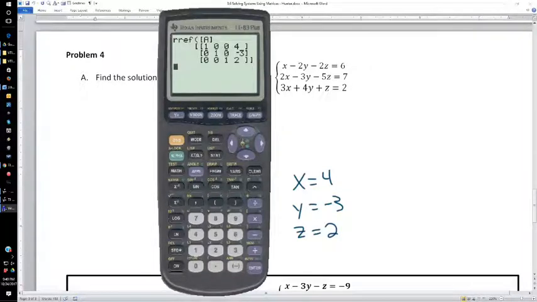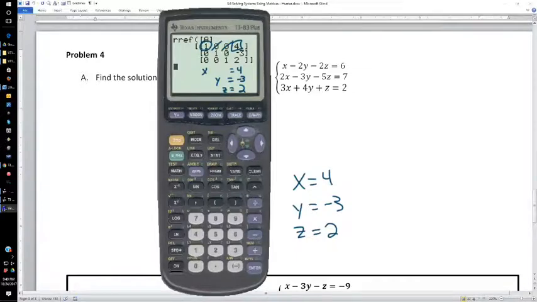Again, that's because if I have one x, no y's, no z's, it is 4. That literally is x equals 4. The second row is y equals -3. The third row is z equals 2. That is what those mean.